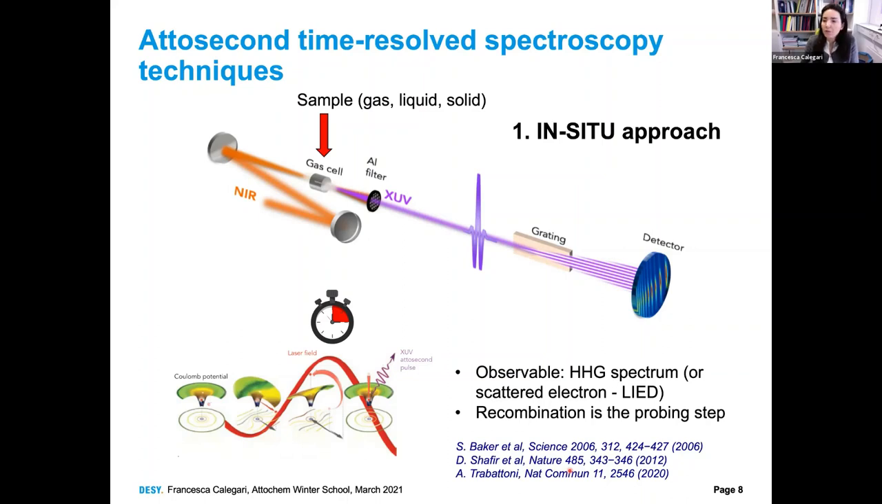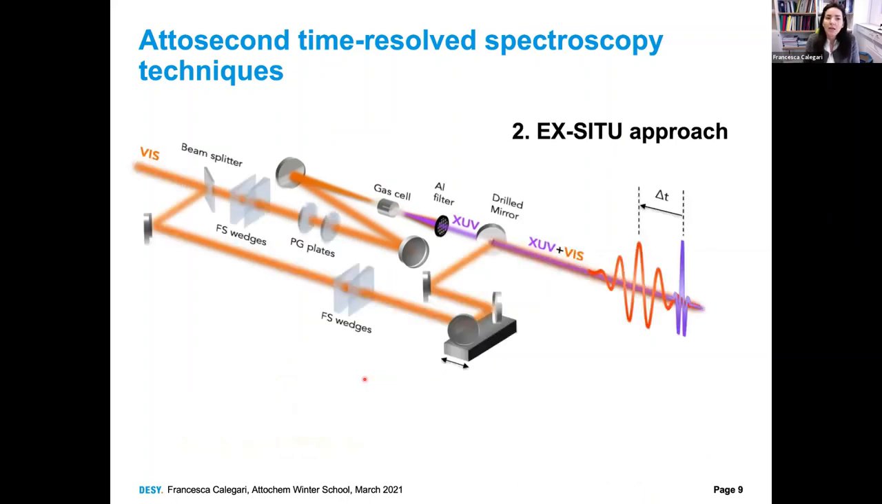So here you have attosecond time resolution intrinsically, in a sense, because the recombination is happening in half a cycle of your driving laser, and therefore this automatically gives you a fast observable.